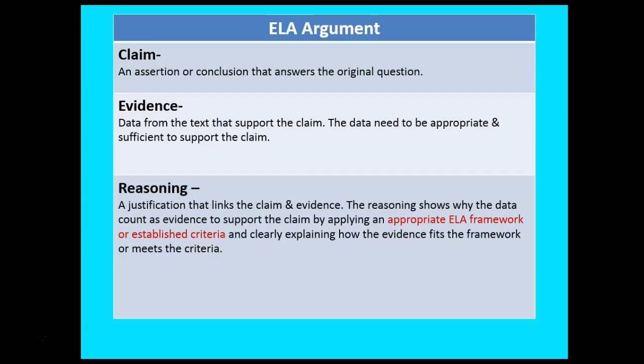So, in an ELA argument, you need your claim. This is an assertion or conclusion that answers the original question, or prompt, as we like to call them. Data from the text can support this claim, and the data needs to be appropriate and sufficient to support the claim. Then you need reasoning or justification that links the claim and evidence. The reasoning shows why the data count as evidence to support the claim by applying an appropriate ELA framework or an established criteria. And we talked about how to do that in an essay and clearly explaining how it fits into this framework to meet the criteria.